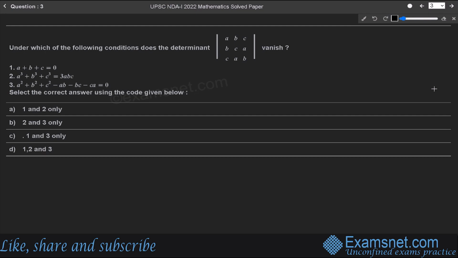Third question is, under which of the following conditions does the determinant ABC, BCA, CAB vanish? Here there are 3 conditions and we have to choose the correct condition for this determinant. So firstly, writing this determinant equal to 0.